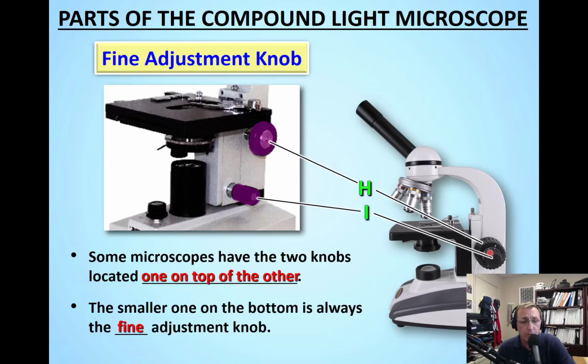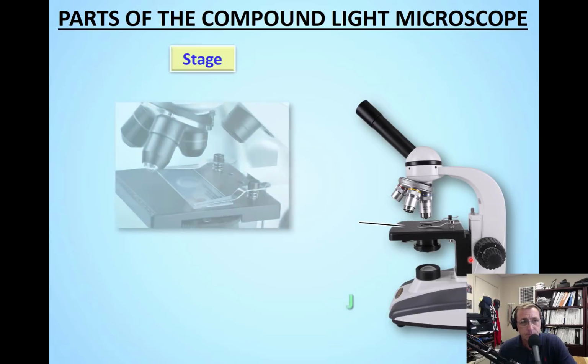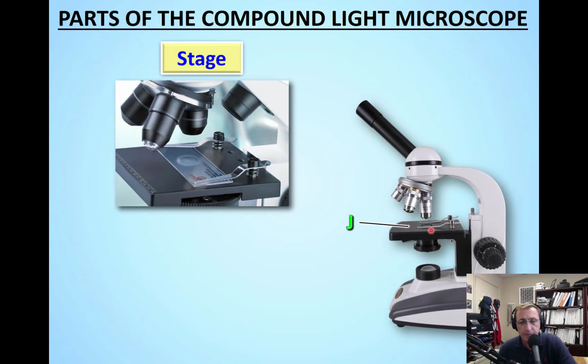Okay, so the smaller one on the bottom is always the fine adjustment knob, and the big one's usually the coarse, or the larger movements. Okay, so the stage, we've talked about it a little bit. So we're just going to identify the stage here. There's your purple highlight, very exciting.